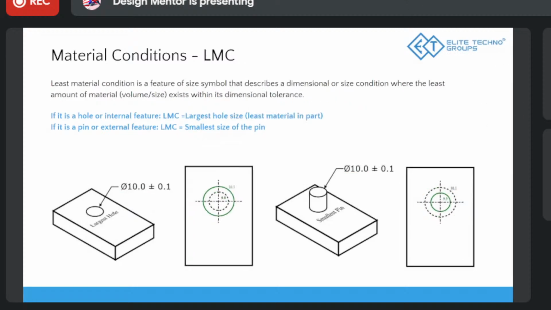Then let's come to least material condition. Now I think you must have got an idea. Least material condition is exactly opposite, right? So if you have a shaft, it is the smallest size because that is the least material for the shaft. And if you have a hole, it is the largest size, because that's where the least material is, right?